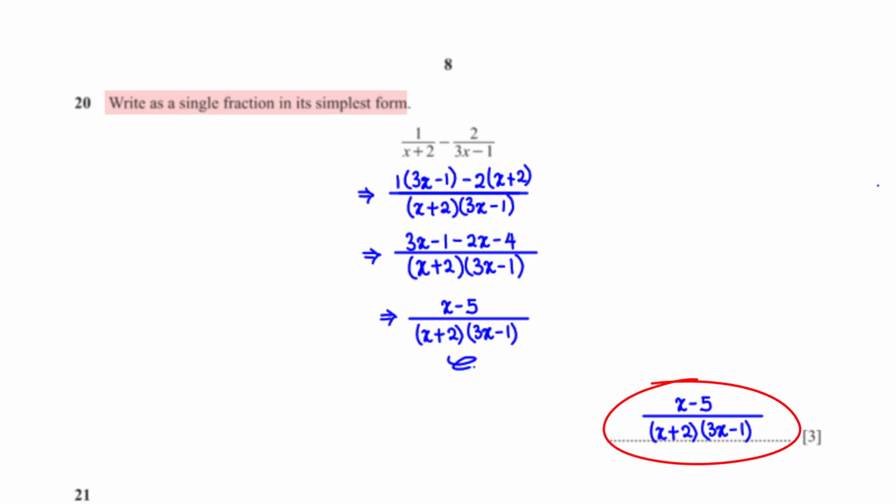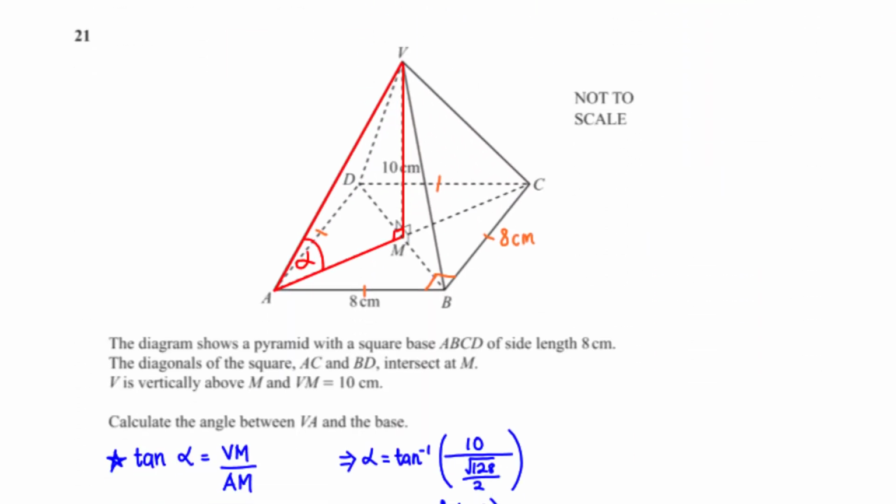The diagram shows a pyramid with a square base ABCD of side length 8 cm. The diagonals of the square AC and BD intersect at M. V is vertically above M and VM is equal to 10 cm. Calculate the angle between VA and the base.